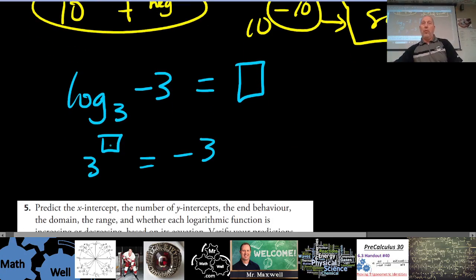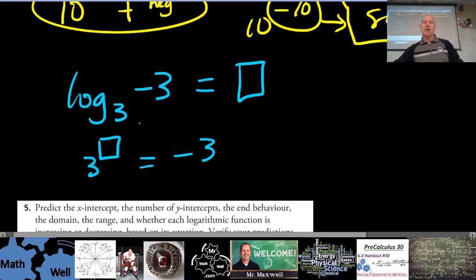Okay, so what is the power that makes this statement true? Remember, you're just doing exponents. So if you tried 1, that would equal positive 3. If you tried negative 1, that would be 1 over 3. If you did 0, 3 to the 0 is just 1. So there is actually no exponent that will give you that negative 3.